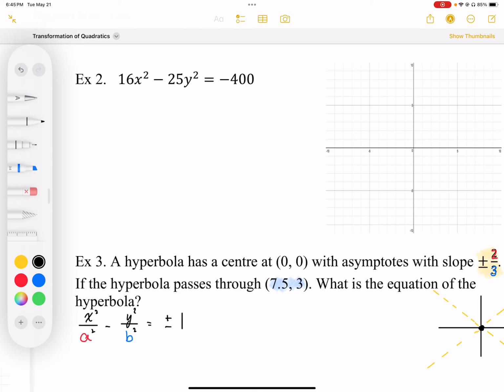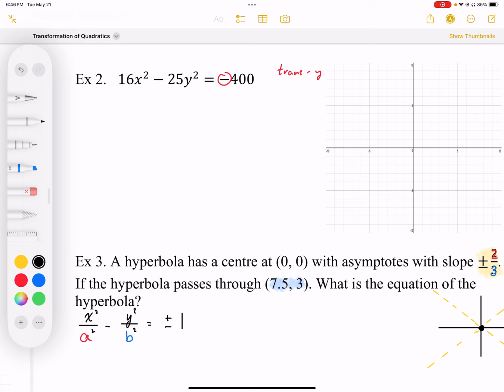In this next example, we have 16x squared minus 25y squared. Since there's a minus between those two terms, we can assume that this is a hyperbola, and it's equal to negative 400. So we have 16x squared minus 25y squared equals negative 400. We should first of all establish that this is a trans y. That negative makes this a trans y hyperbola, so it's going to be along the y-axis.